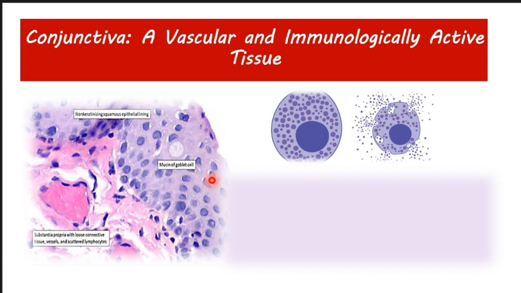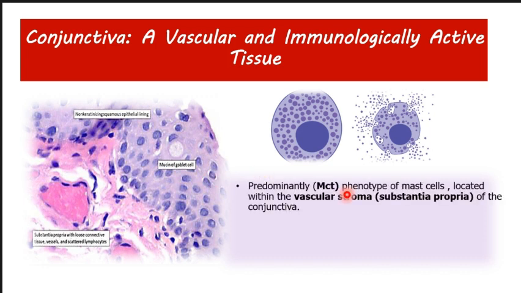Okay, now our ocular surface, which is the cornea, conjunctiva, and the palpebral conjunctiva, is actually considered a relatively large collection window, having an area of several hundred square millimeters. And this window allows the entry of allergens into the body. All right, so here the conjunctiva is a highly vascular and immunologically active tissue, and it consists of these mast cells. Okay, so these cells over here are the mast cells, and predominantly it is the MCT phenotype of mast cells which are located within the vascular stroma of the conjunctiva.